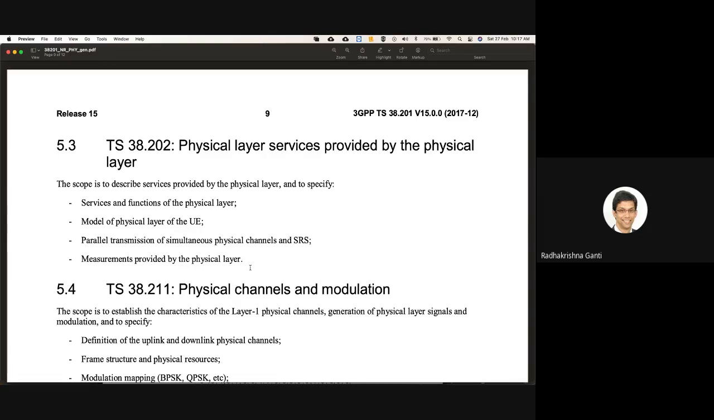There's nothing in there. Models of the physical layer of the UE, parallel transmission of simultaneous physical channels and SRS, measurements provided physically. It's again a high-level document which describes what the physical layer is going to do and what are the services that the physical layer is going to provide to the higher layers.